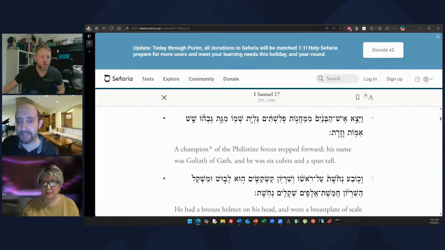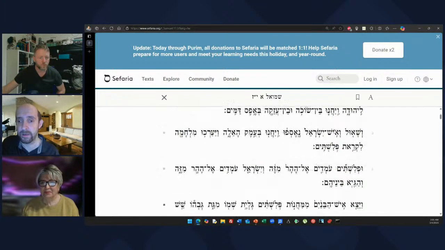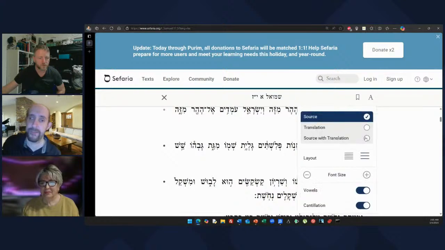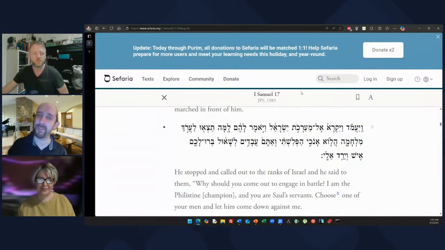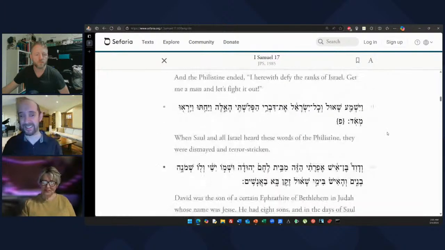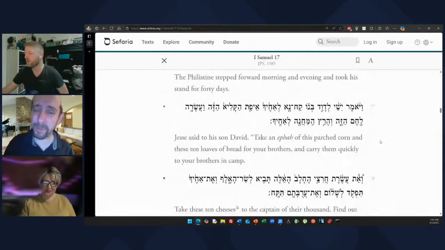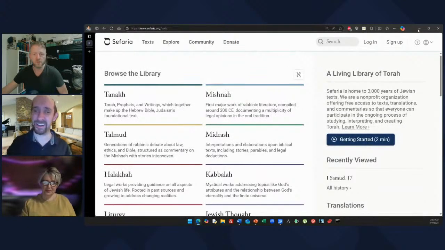If you want to see only the Hebrew, you click on the text display options and source. Okay, it's Hebrew with no translation. Put it back, source with translation, and then you have both. Source means the Hebrew. All right, that's probably the best option. Because it's open source, so it can be wrong. Okay, I don't know. Probably not. I imagine the Bible is going to be correct. Okay, so that's what I would suggest.